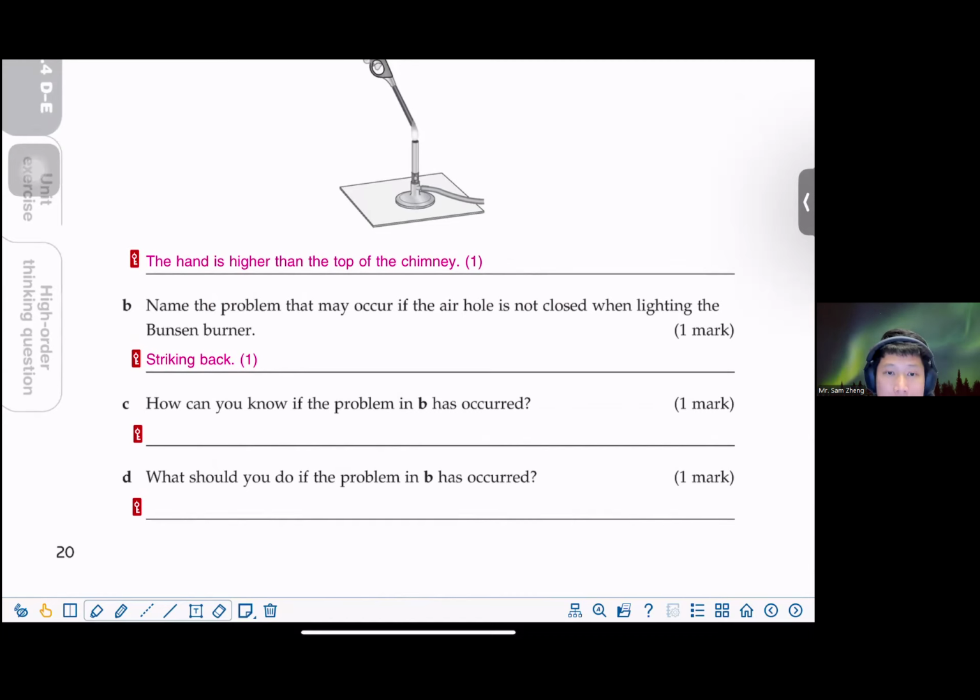So how can we know this problem occurs? Of course, we will hear a loud noise, and it is quite obvious, quite loud. Some of the students may hear such a sound. So what should we do if such a problem occurs? We need to instantly turn off the gas tap at once, or quickly turn off the gas tap so that we stop the fuel supply to the flame.